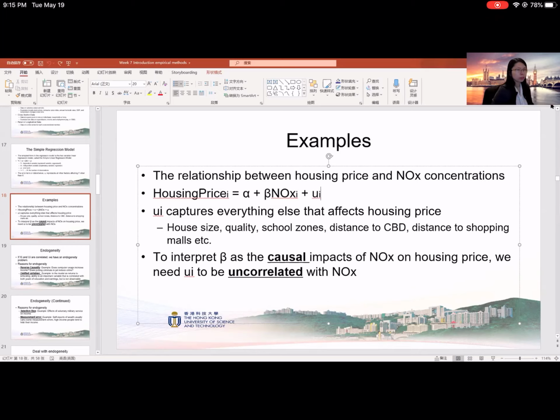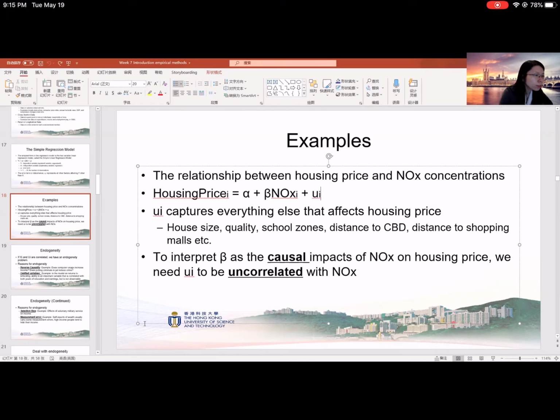If the relationship is only correlation but not causal, then what we can say is that the correlation between NOx concentration and housing price could be explained by unobservable variables. Unless you change the unobservable variables, you can't achieve your intended purpose.